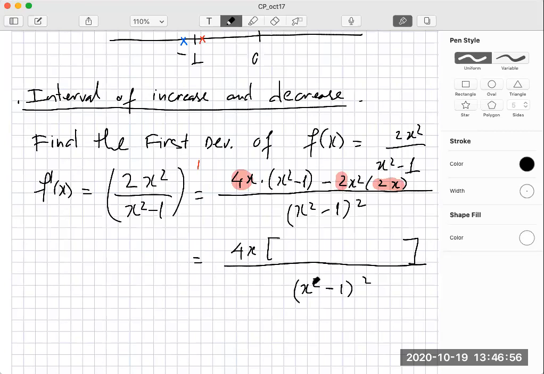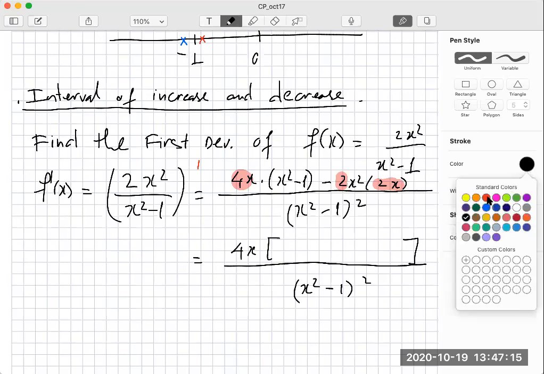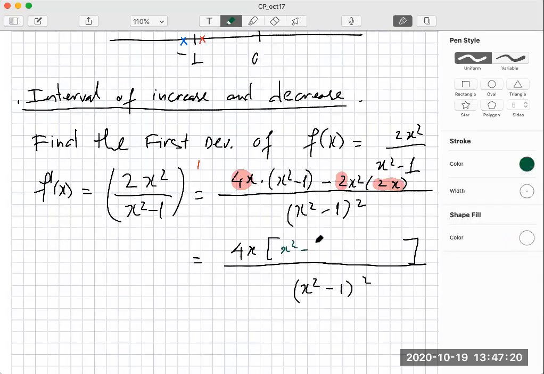Who was that on Zoom? Carrington. Thank you, Carrington. And if we factor 4x out, what do we have inside? Very good. Thank you, Faith. Okay. Do you all see it?